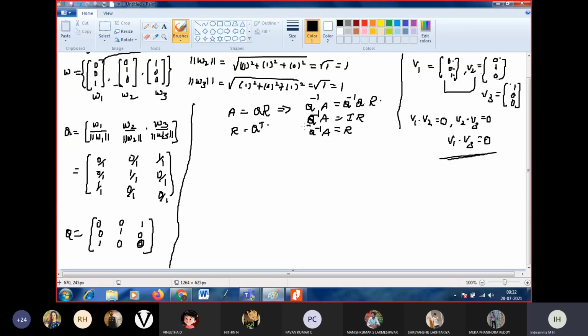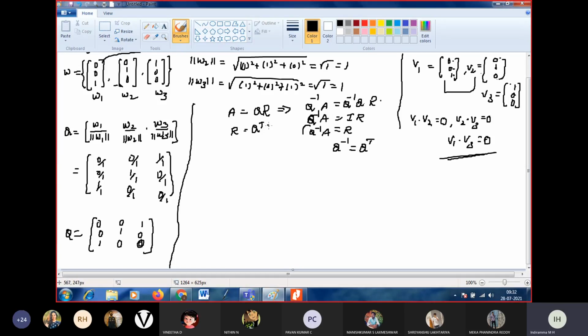So as we know, Q is obtained by orthogonal vectors V1, V2, V3 only. W1, W2, W3 are obtained by V1, V2, V3. So these are the orthogonal vectors. So Q is the orthonormal matrix. Since Q is the orthonormal matrix, Q inverse is equal to Q transpose. Q inverse is equal to Q transpose only when Q is orthonormal.